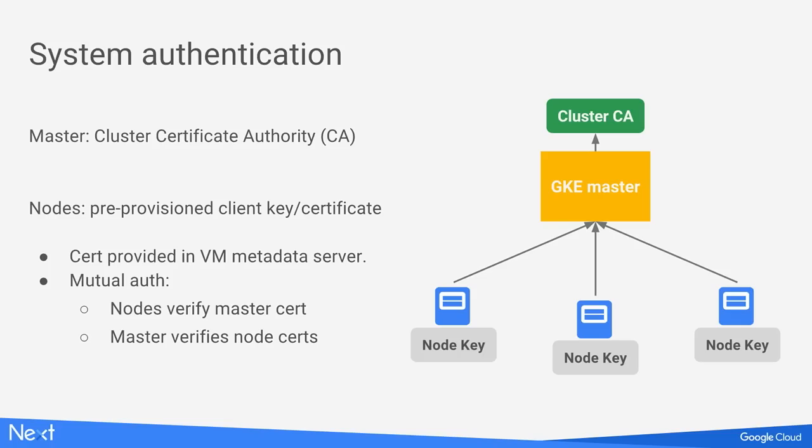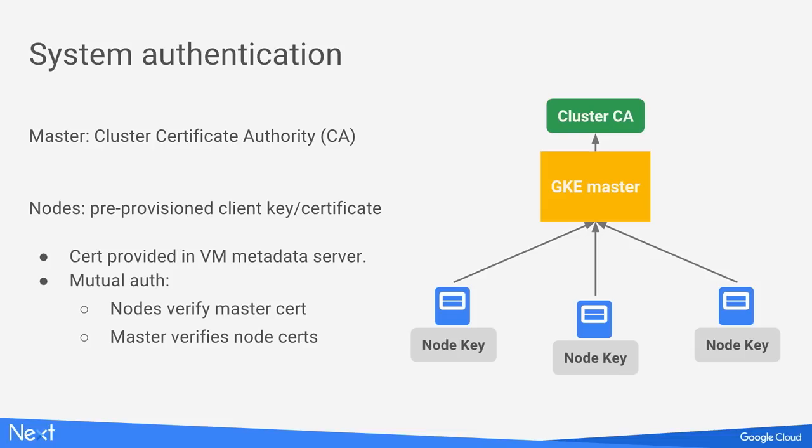Users are not the only identity that we care about. We also have many system components. A Kubernetes cluster is not just a single thing. We have the GKE master, which has controllers and API servers and many other bits. But your cluster also consists of the nodes that are participating in it.